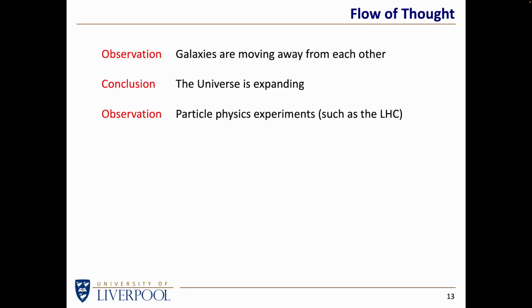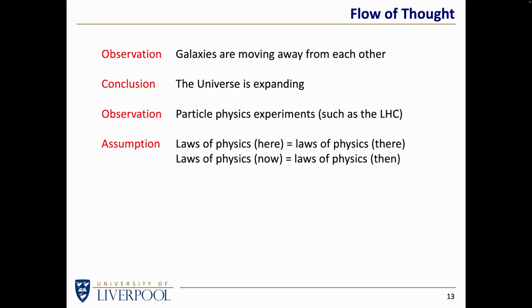We can smash atoms together and see what they're made of, and we find they're made of smaller particles. We can bang them together and see what they're made of. So we can get an understanding of how matter is put together by doing laboratory-based experiments on Earth. But we do have to make assumptions.